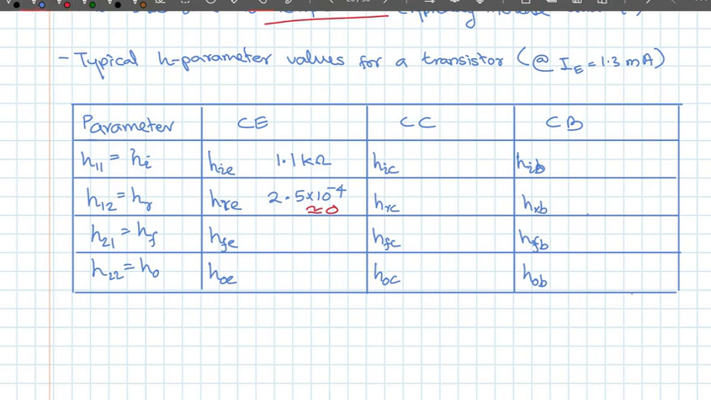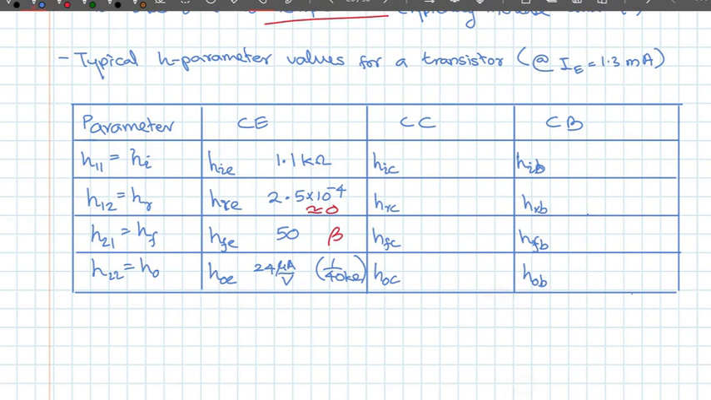HFE is in the range of 50. This is the beta actually. No units. HOE is like 24 microamperes per volt. So this is like 1 over 40 kilo ohms, the conductance.